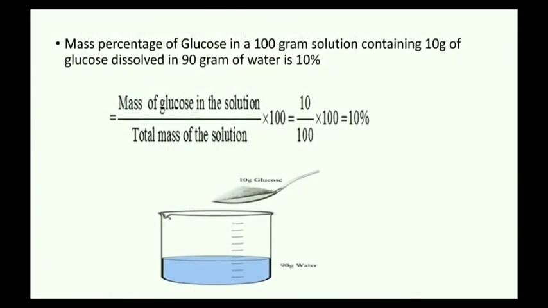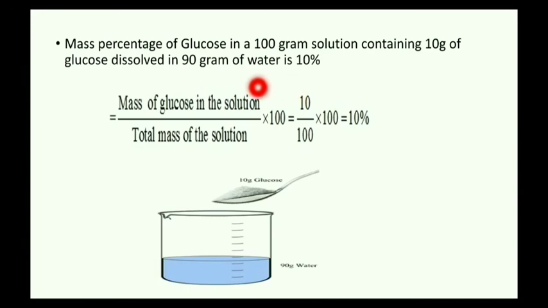Now let us look into an example of mass percentage, where we are going to calculate the mass percentage of glucose. So, the mass percentage of glucose in a 100 gram solution, in which 10 grams of glucose is dissolved in 90 grams of water.